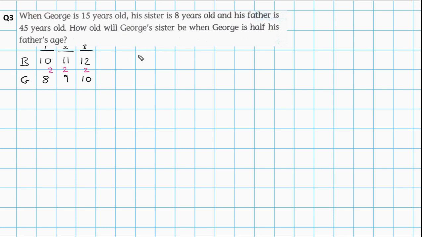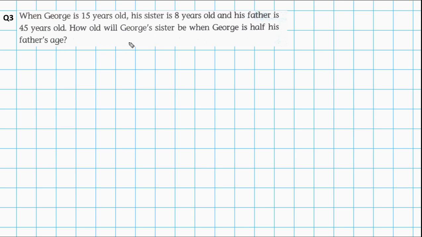So it seems really obvious, but it's something that lots of people forget when they get a problem like this. The difference between the individual's ages will remain the same. Okay, so that's something to think about as you approach this question. So it says when George is 15 years old, his sister is 8 years old, and his father is 45 years old. And how old will George's sister be when George is half his father's age?